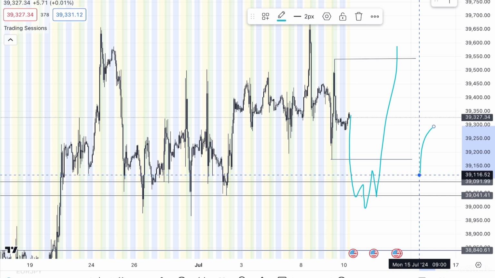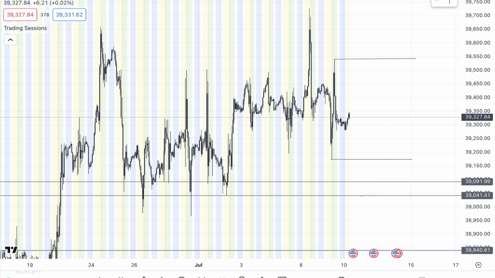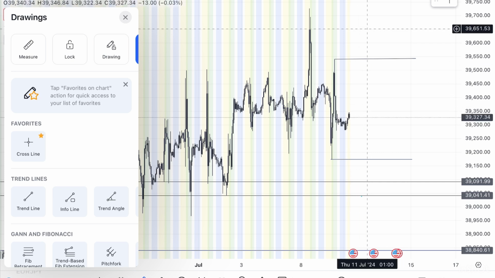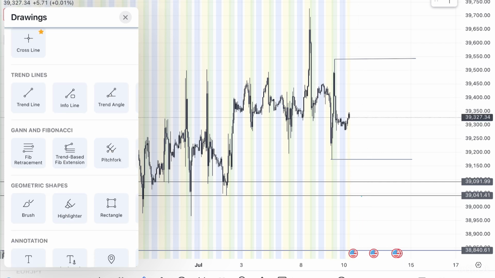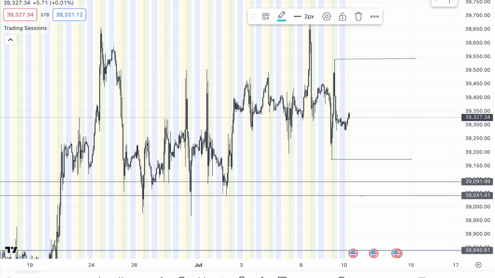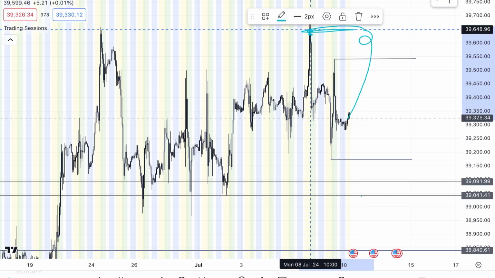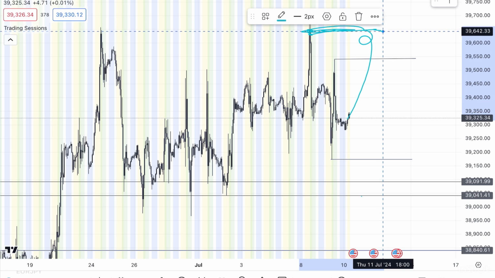Or another scenario that is possible for today: this market might decide, when it takes out this, I want to see, because at this level here we have an order block, I would want to see what form of price action will play out here.